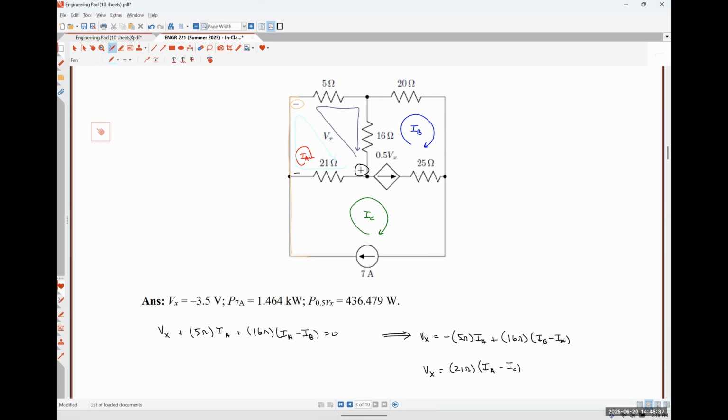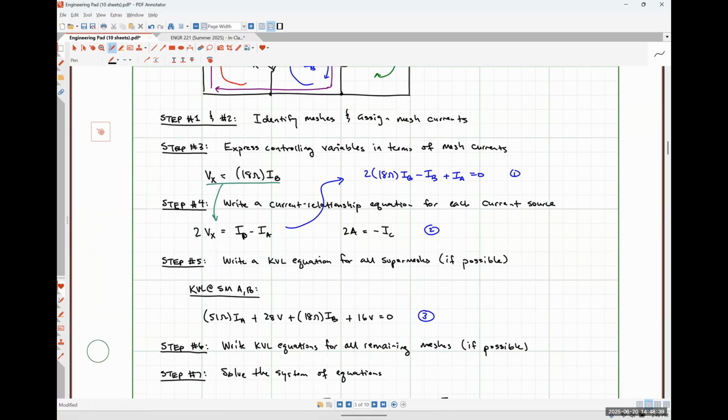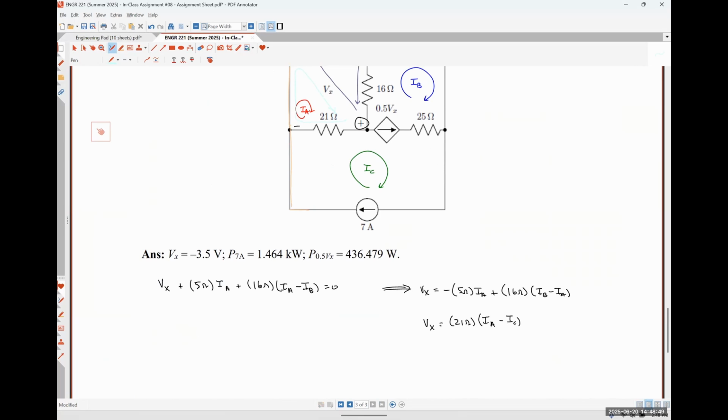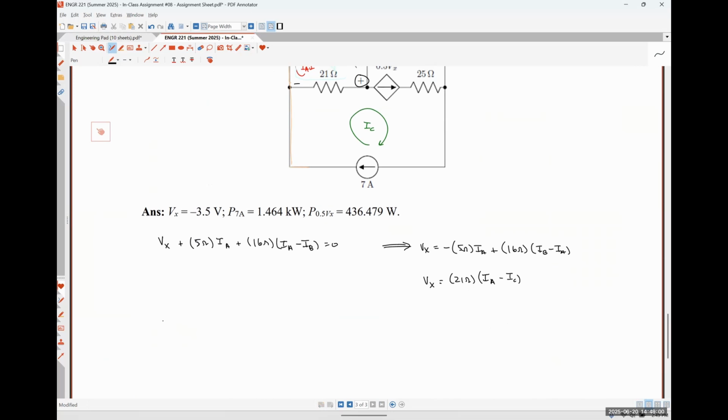Let me double check. So we did step 1 and 2. We did step 3. Now we're at step 4. Write current relationship equations for each current source. Okay. So I'd like you guys' help with these. Let's start with the 0.5 Vx source.